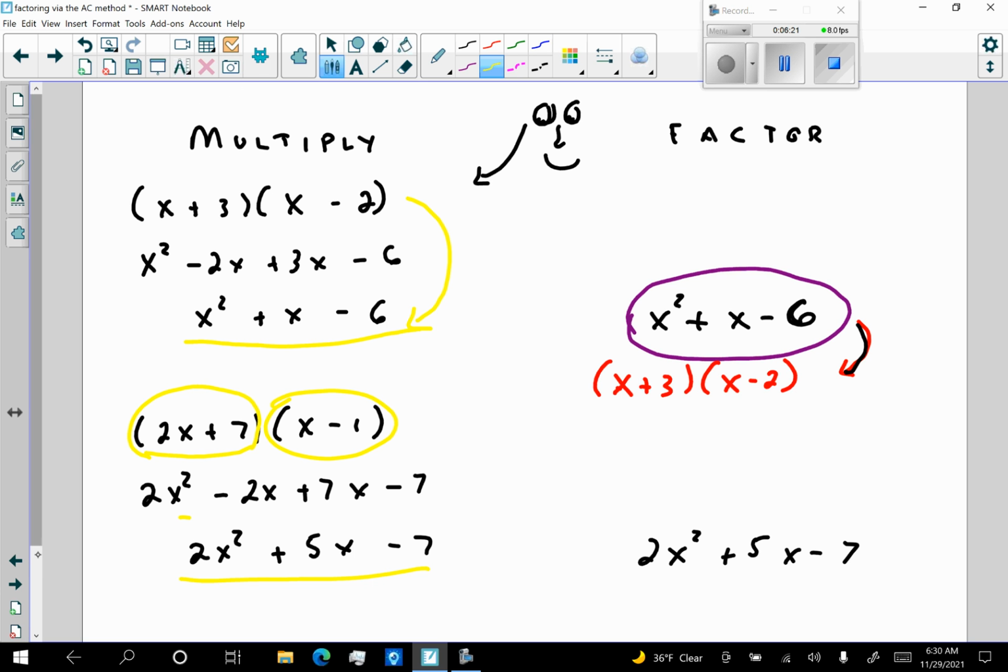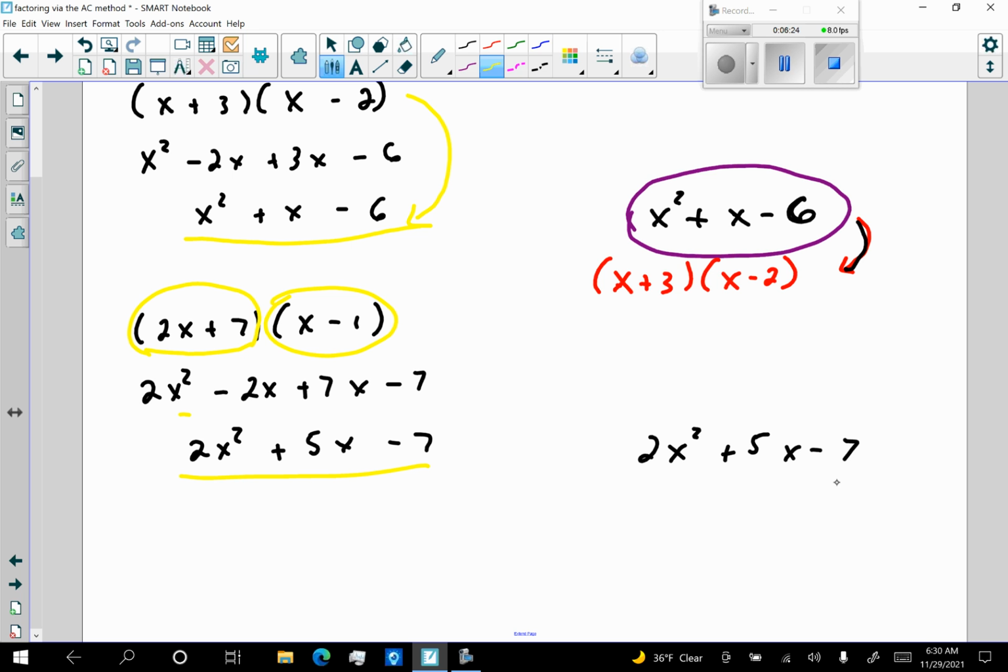And if I sit over here and say, hey, what's the factorization of this quadratic expression? I would say, oh, that's 2x plus 7 times x minus 1. This is easy to do if I give you the factors first. But what's going to happen is we're not going to give you the factors first. We're going to start here and end here.